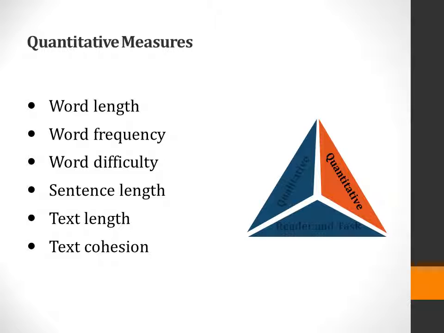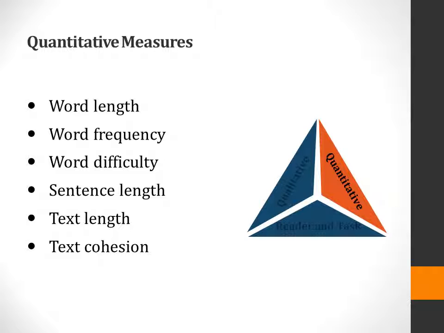The first step in determining text complexity involves quantitative measures. Quantitative measures are word length, word frequency, word difficulty, sentence length, and text cohesion. For example, if you change the name Benjamin to Ben in a story on a Lexile analyzer, the Lexile drops to 4th or 5th grade versus 9th or 10th grade.